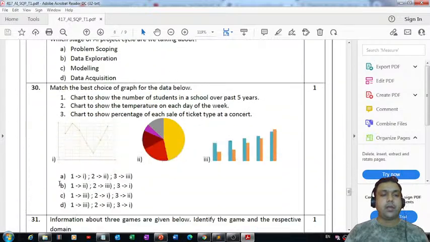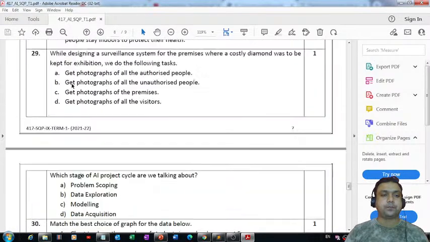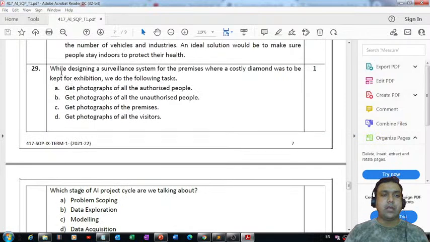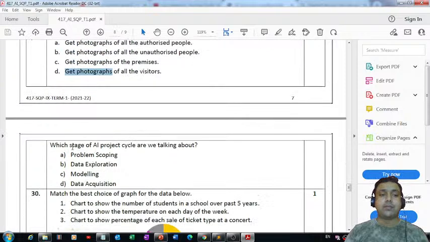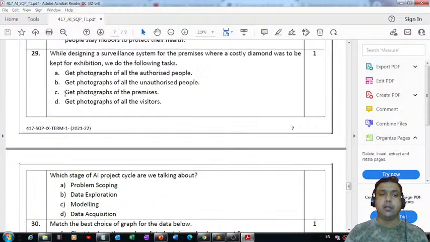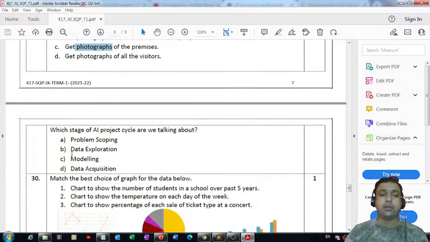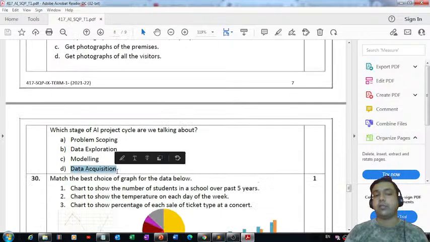Fine. Okay, let's come on this one. While designing a surveillance system for the premises where a costly diamond was to be kept for exhibition, we do the following tasks. So we do these things, right? Now, in which stage of AI project cycle do all these things happen? We do these things in which stage? In data acquisition stage, right?